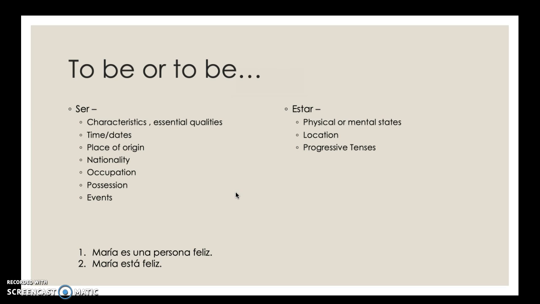And here's a quick example. So for number one, María es una persona feliz. Here we use the verb ser. Maria is a happy person. That's part of the way she is. She's just a happy person. Versus number two, Maria está feliz. We're saying that she is happy now. It's her current emotional state, but it's not necessarily one of her qualities.